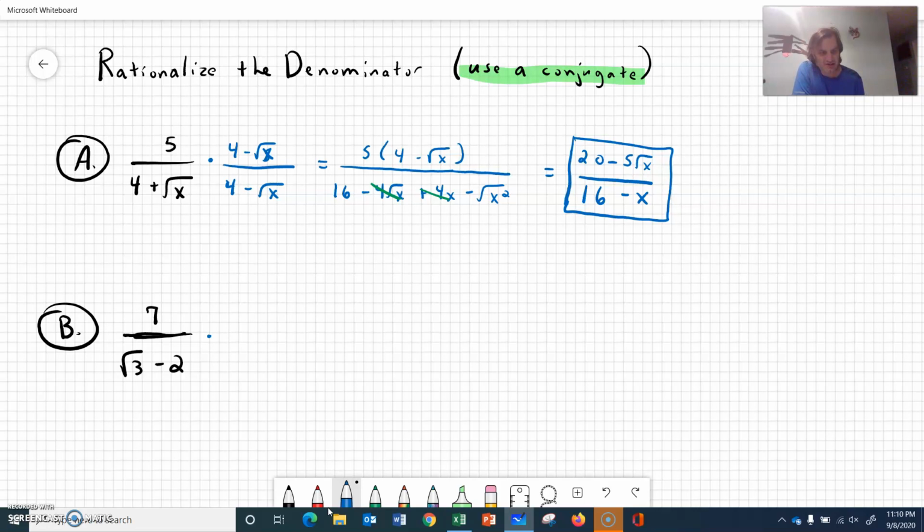Okay. Question B here, there's no x, but it is 7 over square root of 3 minus 2. So we're going to use the same practice. We're going to multiply square root of 3 minus 2 by square root of 3 plus 2. And let's follow that through the bottom to make sure it works. So again, first would be square root of 3 times square root of 3, which would be square root of 9. Outer would be plus 2 square roots of 3. Inner would be minus 2 square roots of 3. Again, those two middle terms cancel out. That's what a conjugate does for you.